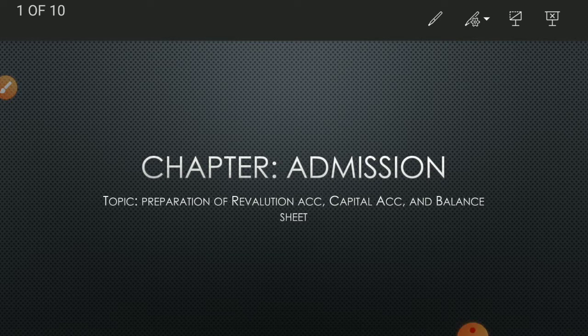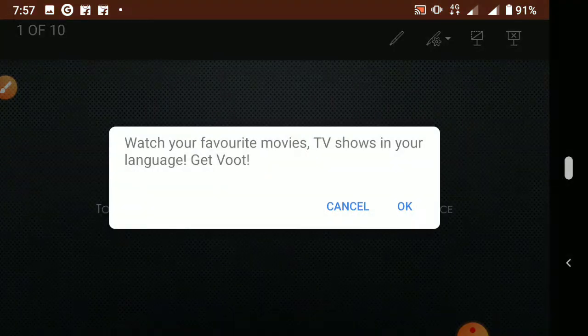Today, we are continuing with the chapter admission, and the topic is preparation of revaluation account, capital account, and balance sheet. We were studying so many treatments in this chapter from the beginning onwards. Ultimately, what we have to do is prepare the final accounts of the partnership firm after the admission. The main accounts are a revaluation account, then capital accounts, and a balance sheet. First we have to make revaluation, followed by capital, then balance sheet. So this is the procedure. Usually to do this only we studied all the other topics.